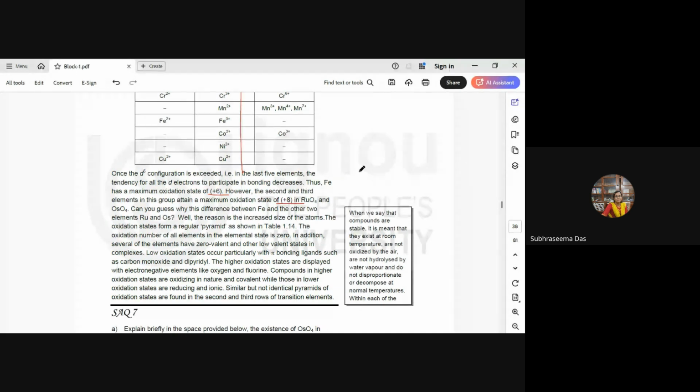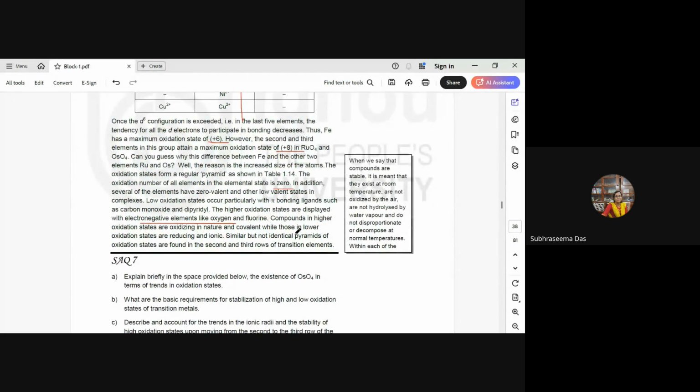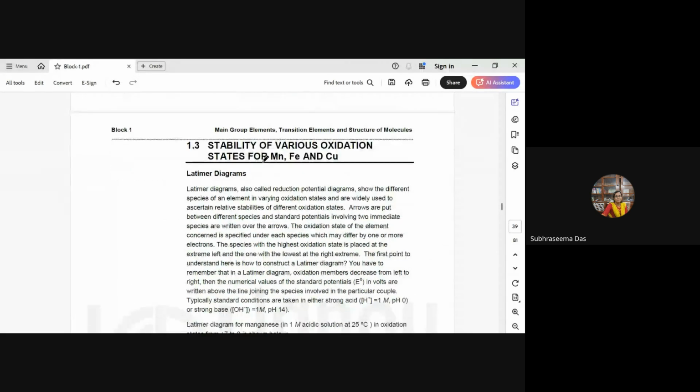The oxidation states form a regular pyramid. The oxidation state of all the elements in the elemental state is 0, and several of the elements have zero valent and other low valent states in complexes. The higher oxidation states are displayed with electronegative elements, mostly oxygen and fluorine. Compounds in higher oxidation states are oxidizing in nature and covalent, while those in lower oxidation states are reducing and ionic. These are different factors that influence the stability of different oxidation states.